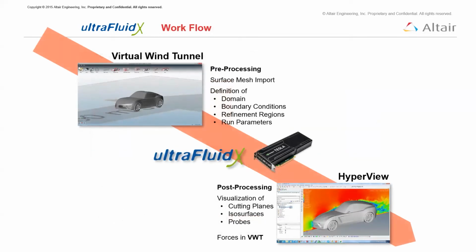And here I'm gonna jump into the tool now, and this is a generic workflow that I'm gonna be following as I create this model here. I'm gonna pre-process. So I'll import my mesh from Hyperworks into Virtual Wind Tunnel, set up my boundary conditions, my run parameters. I'm actually gonna be using AccuSolve to run it, and then I'll post-process inside of Hyperview.